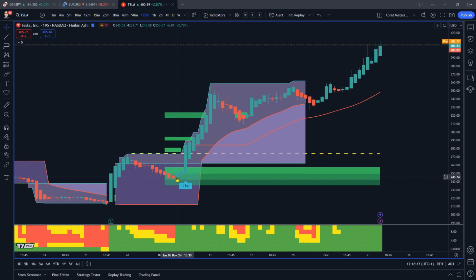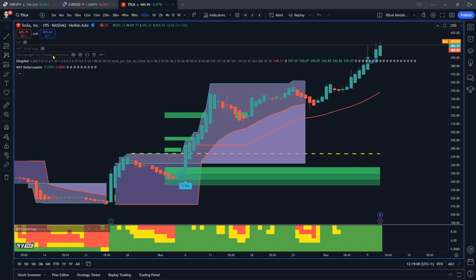It pulls back and our software measures that pullback. That's why it's called a slingshot. Pulls back, slingshots up. Okay. Now we're just managing this with that. We could go more aggressive. We could look at the manager.